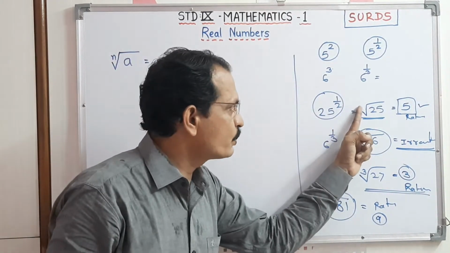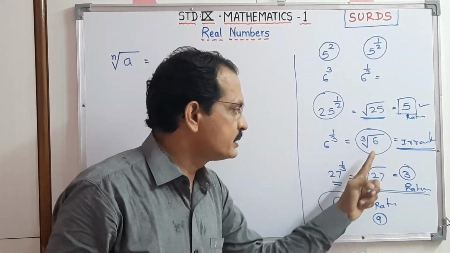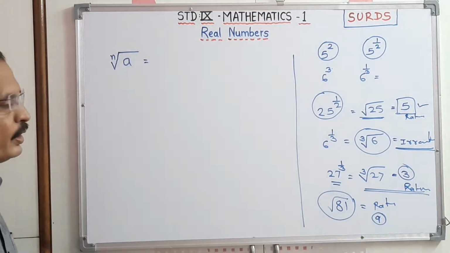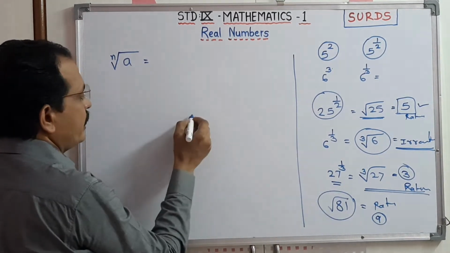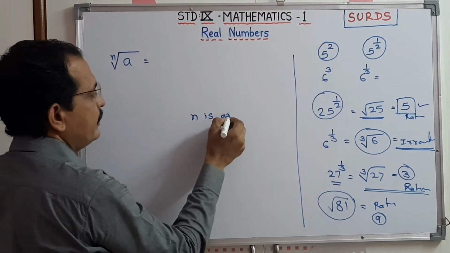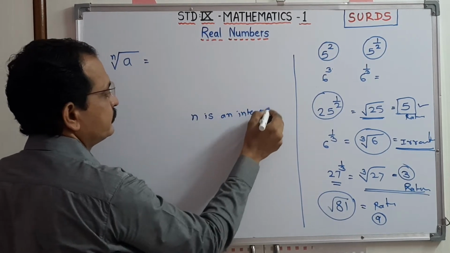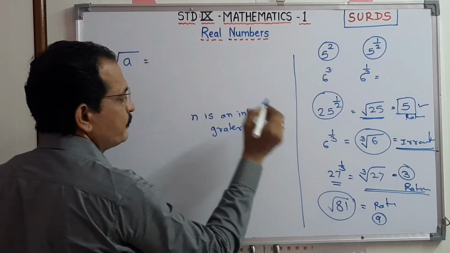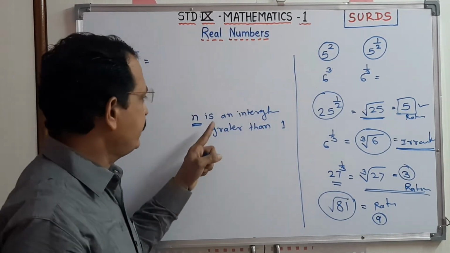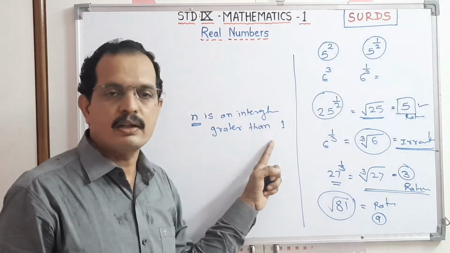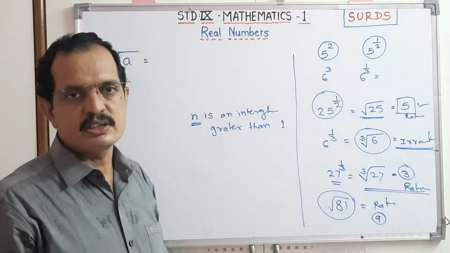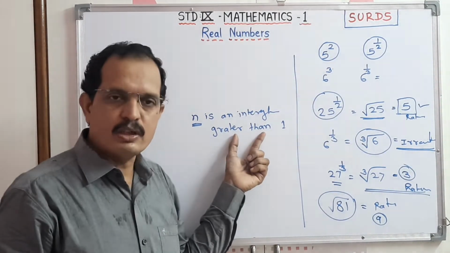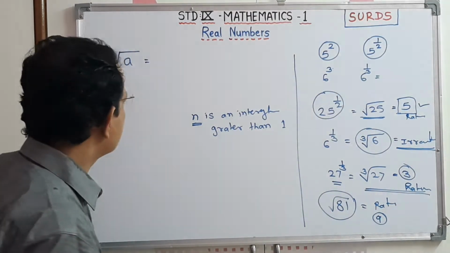We read it as the square root of 25, the third root of 6, the third root of 27, same, it is the nth root of a. Now in this case, suppose we write here n is an integer greater than 1. First condition is n is an integer but it is greater than 1. Integers include positive integers, negative integers and 0. We require here that n must be an integer but it must be greater than 1. This is the first condition.